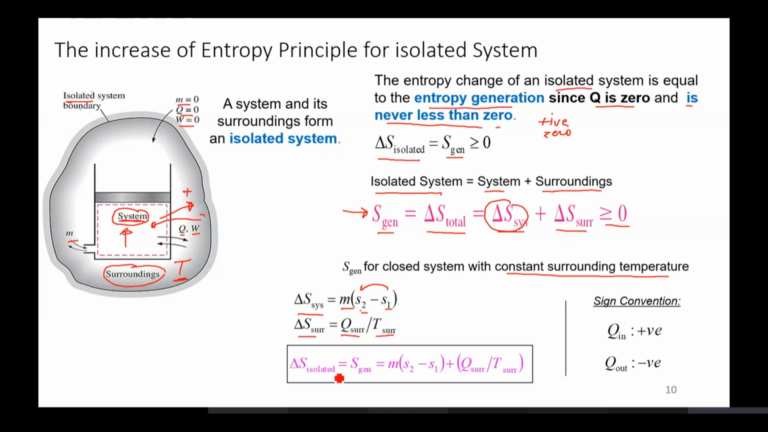So for an isolated system, change in entropy is equal to entropy generation. And entropy generation is basically the change in entropy of the smaller system and the change in entropy of the surroundings. Is this clear enough?